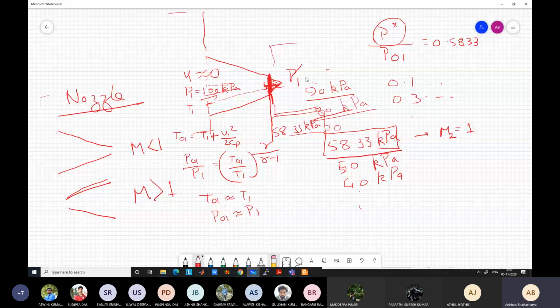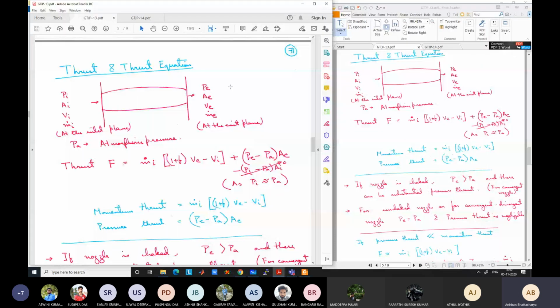This we call pressure thrust. This is equal to the pressure at the exit section minus the far away ambient pressure, which is PA. So PE minus PA into area of the exit section of the nozzle, which let us call AE, the exit area. So this is the pressure thrust.